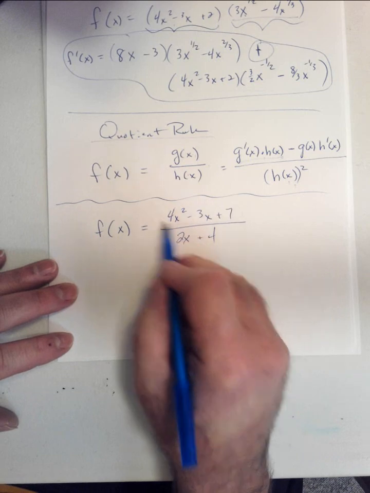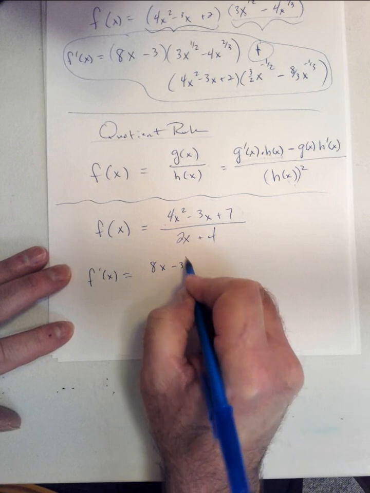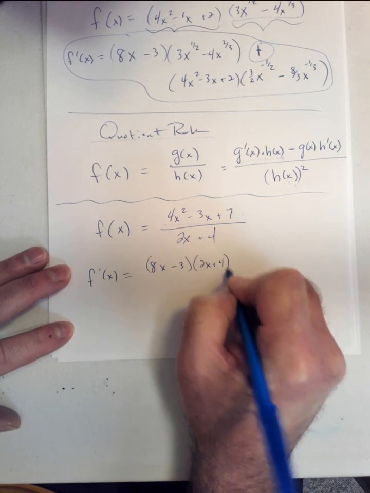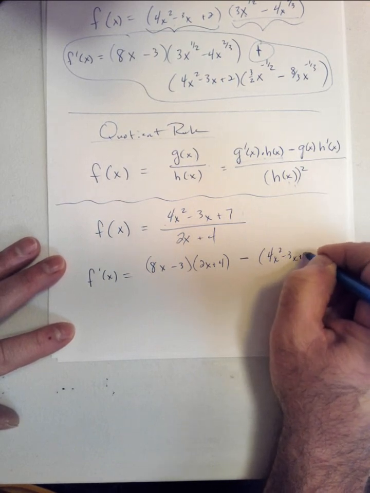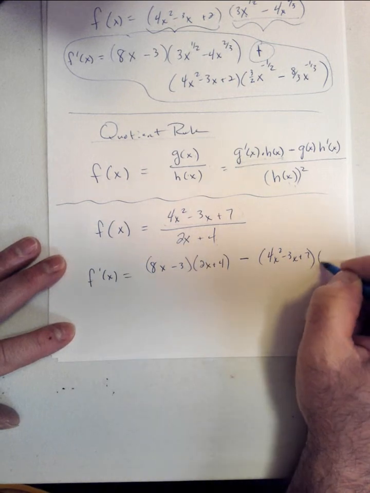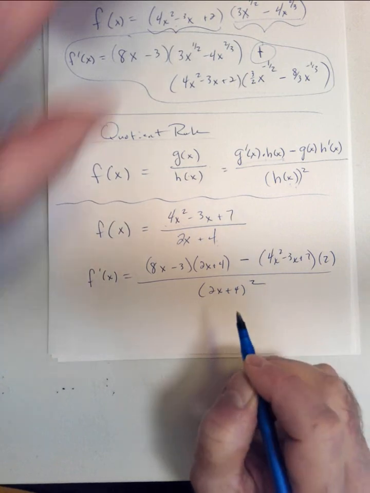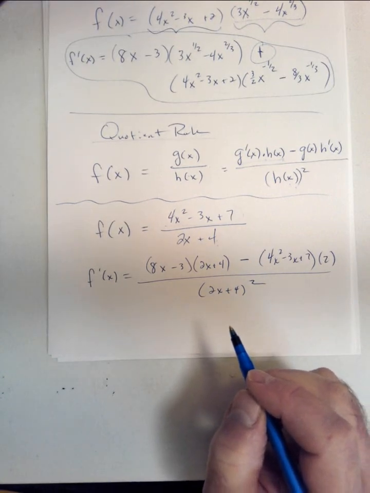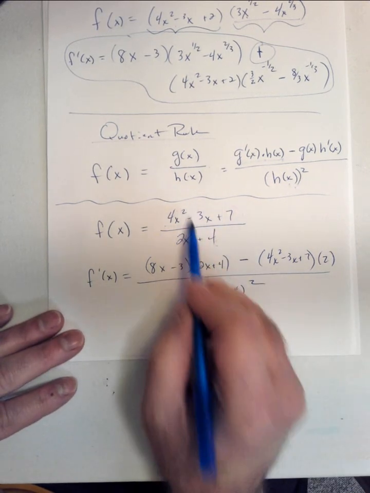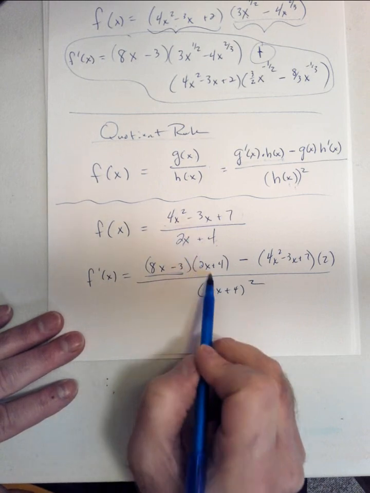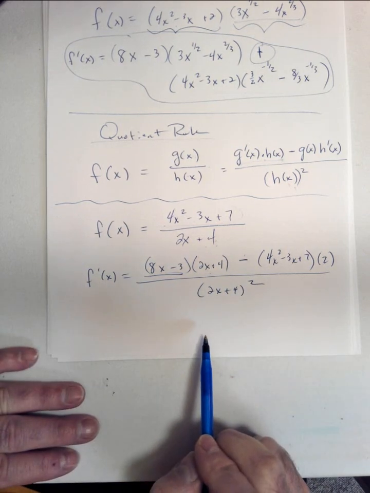means that I'm going to take the derivative of the top, so that's 8x minus 3 times the bottom, minus the top times the derivative of the bottom, which is just 2, all over the bottom squared. So again, the derivative of the top times the bottom minus the top times the derivative of the bottom over the bottom squared.